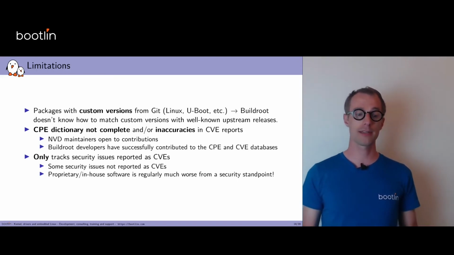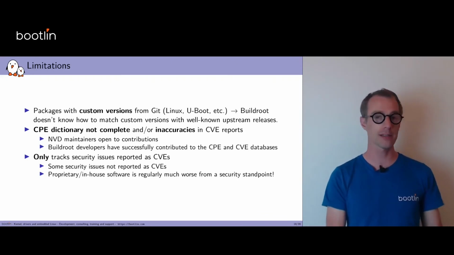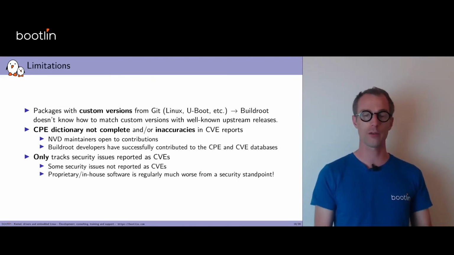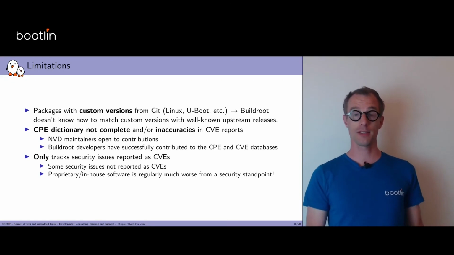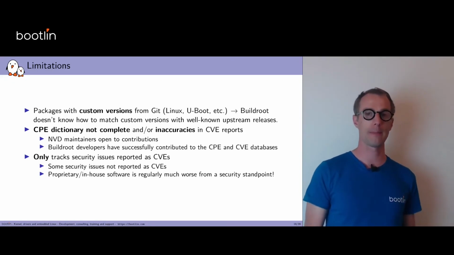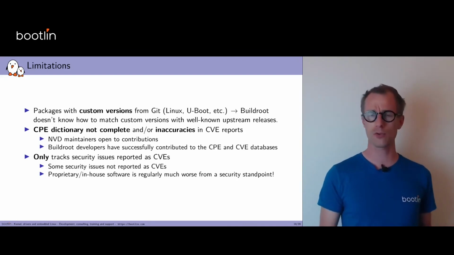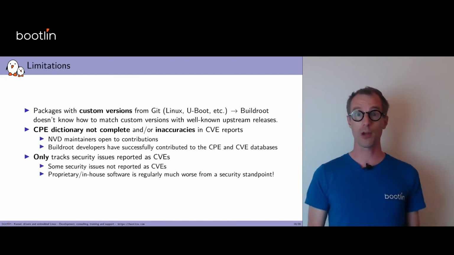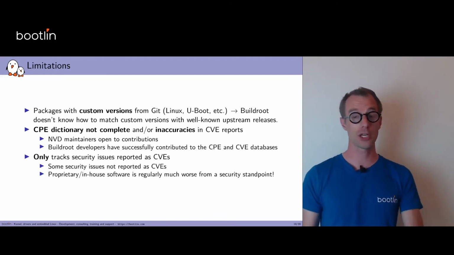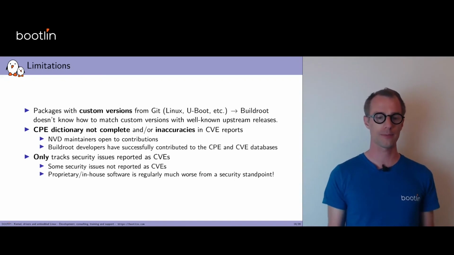Another limitation is that the CPE dictionary may not be complete. We already saw such examples in the previous slides where the latest version of BusyBox, 1.33.0, wasn't known in the CPE dictionary. Or there may be inaccuracies in CVE reports. For example, the atop package was affected by a CVE that affects all versions. This seems a little bit suspicious and probably is worth investigating. But the NVD maintainers are open to contributions, and several developers and contributors of the Buildroot project have already submitted changes to the CPE dictionary or to the CVE database, and they were accepted by the NVD maintainers.